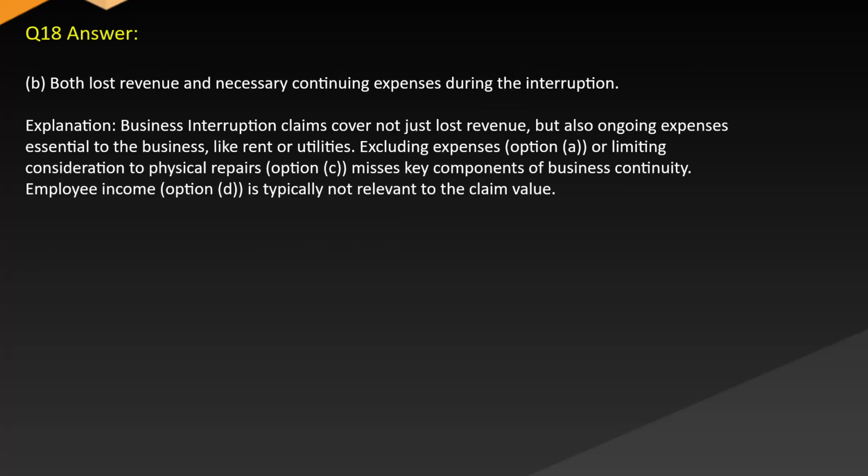Answer B. Both lost revenue and necessary continuing expenses during the interruption. Explanation: Business interruption claims cover not just lost revenue, but also ongoing expenses essential to the business, like rent or utilities. Excluding expenses, option A, or limiting consideration to physical repairs, option C, misses key components of business continuity. Employee income, option D, is typically not relevant to the claim value.